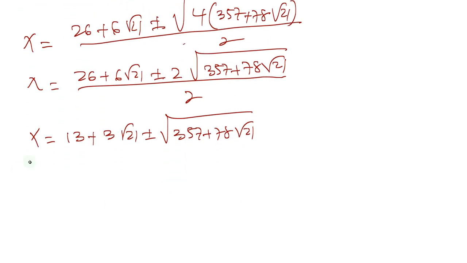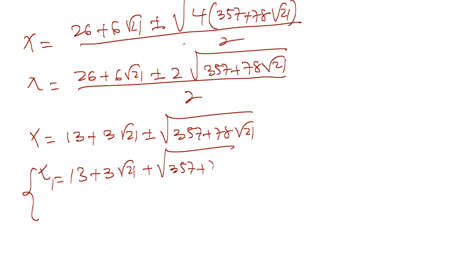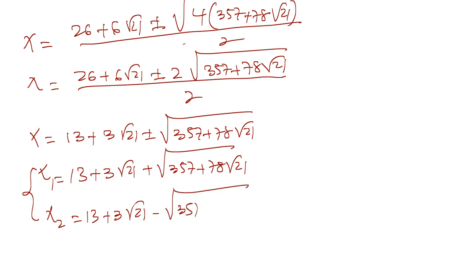So guys, from here we have that our x1 is equal to, let me erase this, doesn't look any good. So from here we have our x1 equals to 13 plus 3 square root of 21 plus square root of 357 plus 78 square root of 21, and our x2 13 plus 3 square root of 21, and then minus square root of 357 minus 78 square root of 21. So this is x1 and this is x2.